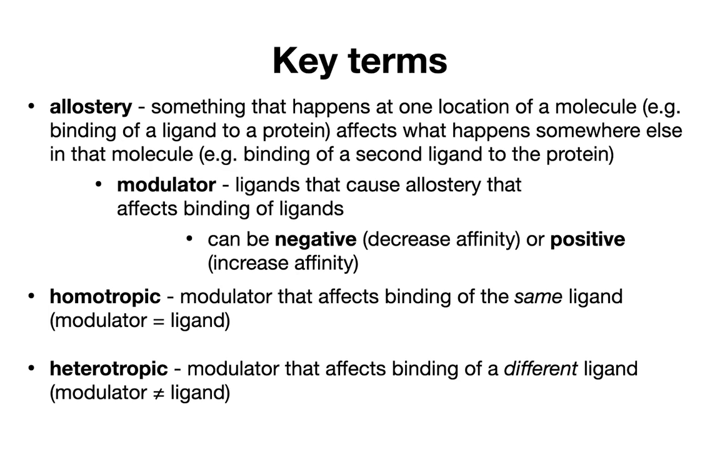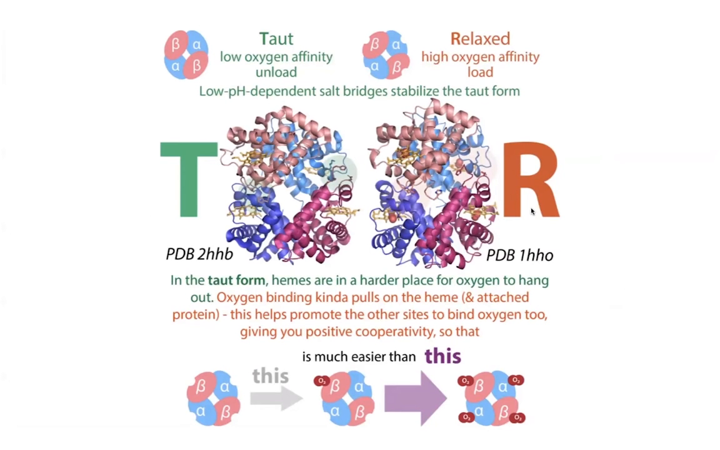We also have heterotropic modulators. So that would be hetero, different. So this is when your modulator is going to affect binding of a different ligand. So in this case, your modulator is not the same as your ligand. Now that we know these terms, let's go back and look at what's happening molecularly. So in hemoglobin, we basically have these 2 states. We have the state where oxygen is bound, and then the state where oxygen is not bound.